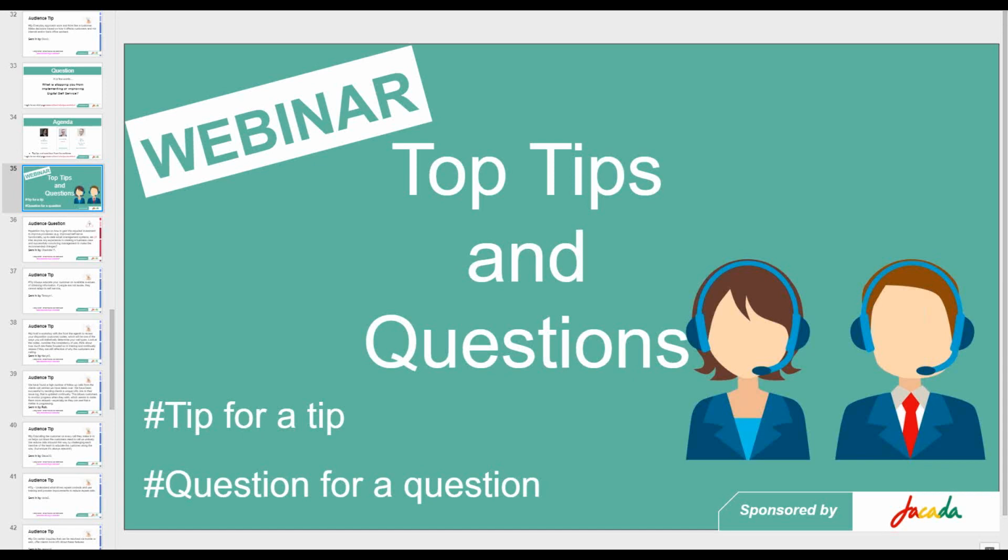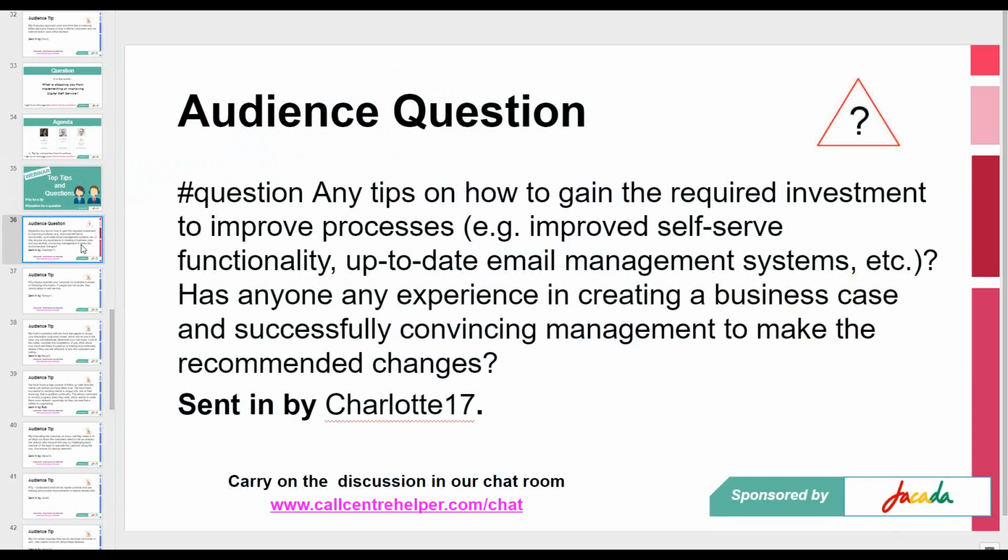Let's have a look at what's coming through in the chat room. Lots of stuff going through. Charlotte has said, any tips on how to gain the required investment to improve processes, e.g. improve self-service functionality, up-to-date email management systems, etc.? Has anyone any experience in creating a business case and successfully convincing management to make the recommended changes? Rich, presumably you're doing an awful lot of this.